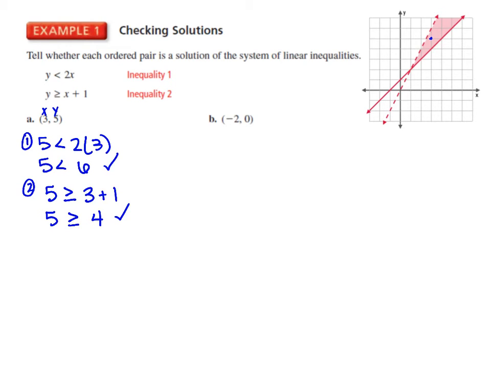Okay. So tell whether the ordered pair is a solution. Is the ordered pair a solution? Yes. Right? (3, 5) is a solution.